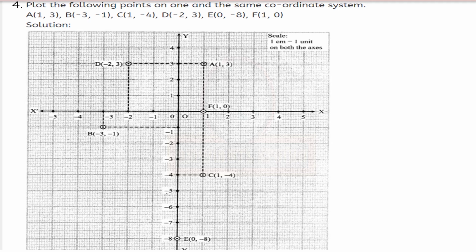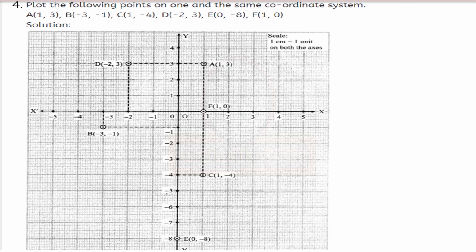Now if you take A is 1, 3. So x coordinate is 1 and y coordinate is 3. So go along the dotted lines and then plot the point, meeting point. First see the x coordinate, begin to go towards the y coordinate 3. So the meeting point will be A. A is 1, 3.